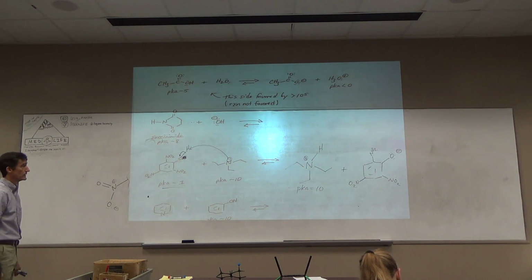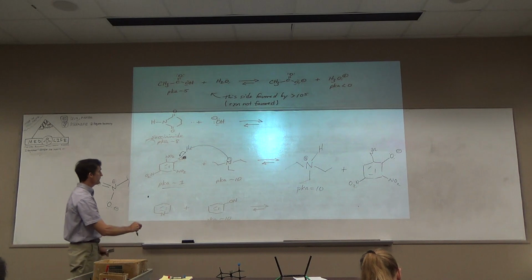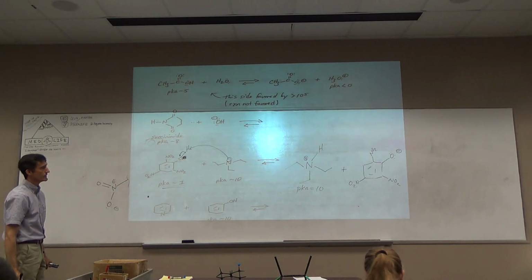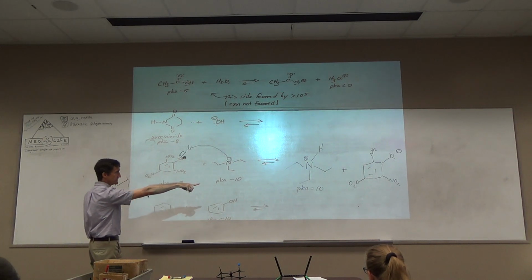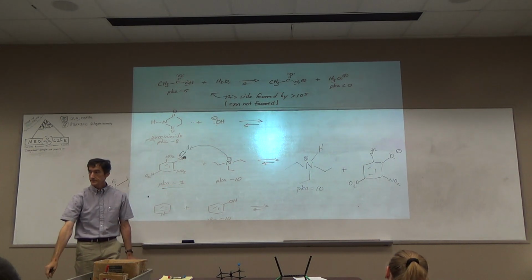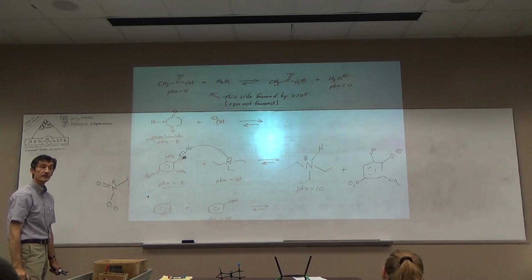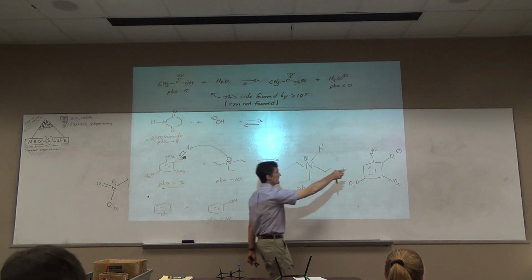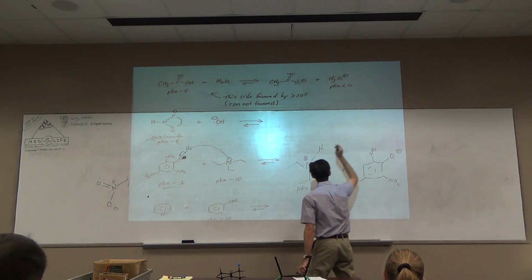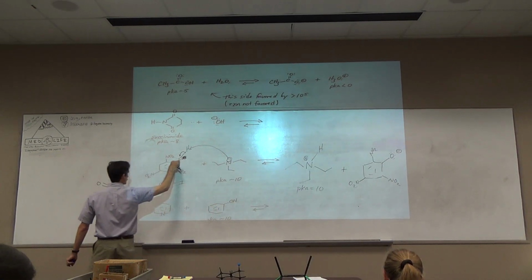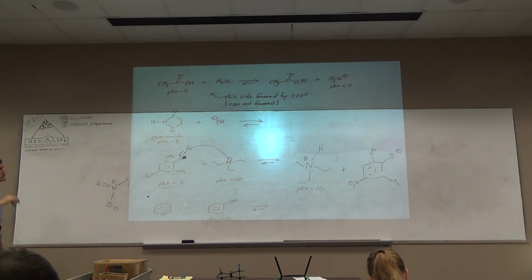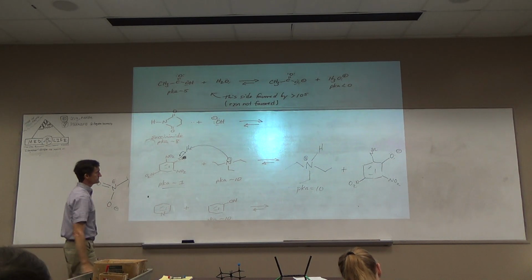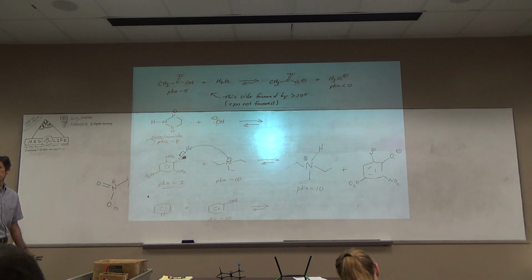Okay, which side's favored? 1 or 10? 10. So that side's favored by how much? 10 to the 9? A billion? So at equilibrium, you've got a billion of the oxygen anions, and only one in the neutral OH form. Is triethylamine strong enough to deprotonate this guy? Yes. I'd say yes.